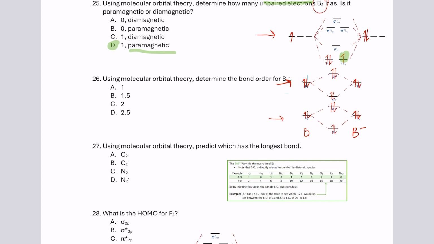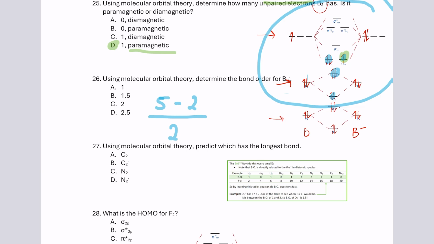Here we have 5 bonding electrons and 2 anti-bonding electrons. So 5 minus 2 divided by 2 is going to give us the bond order, and that's going to be equal to 1.5. So the correct answer here is going to be B.